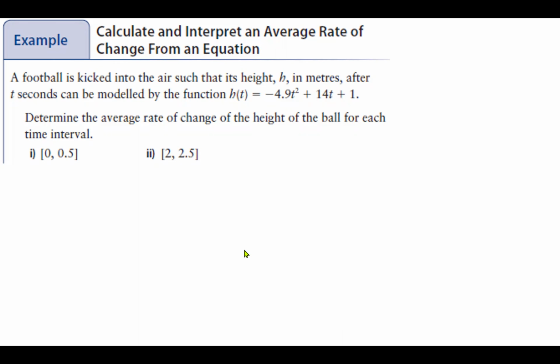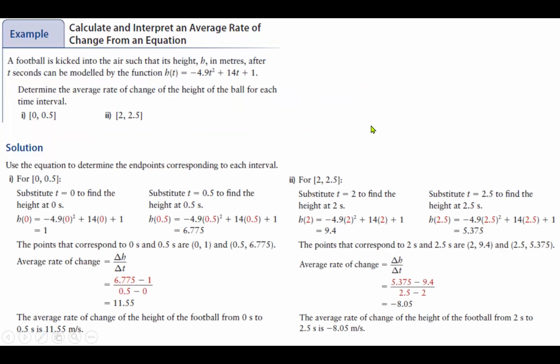Okay, I think you should have finished now. So let's check the solution. Okay, question number 1. For this interval from 0 to 0.5. First, we need to calculate the coordinates of these 2 points, right? Here we only know the x coordinates or the t coordinates. We have to calculate the h for these 2 points.